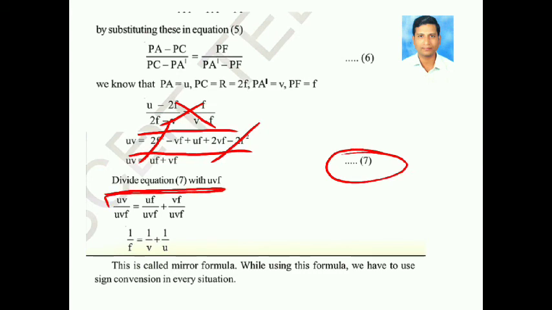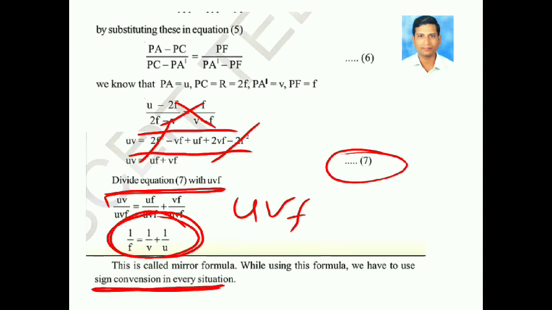Dividing equation 7 with uvf, we get 1 by f is equal to 1 by v plus 1 by u. This is called the mirror formula. Using this formula, we have to use sign convention in every situation.